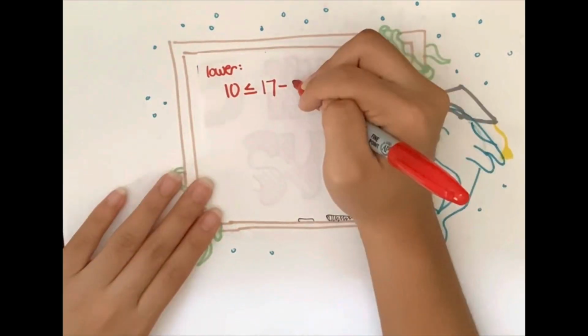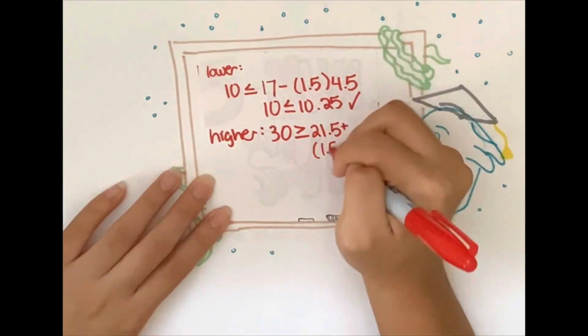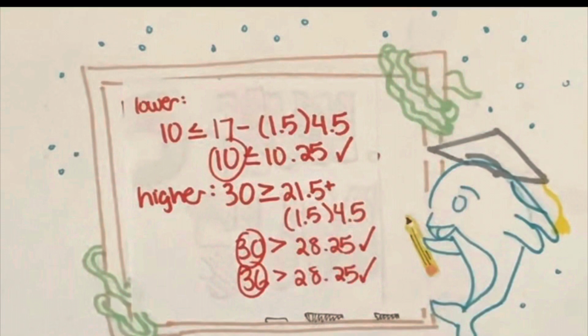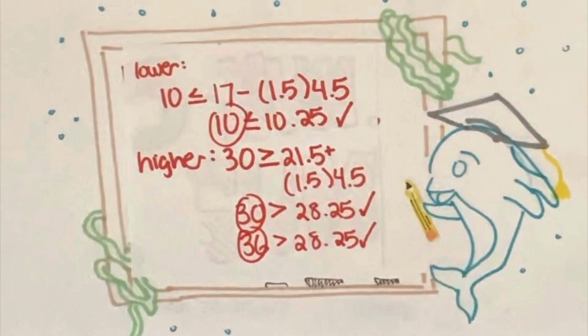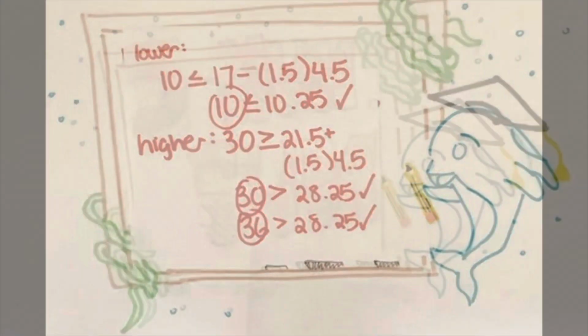Plugging 4.5 in, we get that outliers in this dataset would be values less than 10.25 or greater than 28.25. 3 numbers in our dataset fall within these restrictions, 10, 30, and 36.